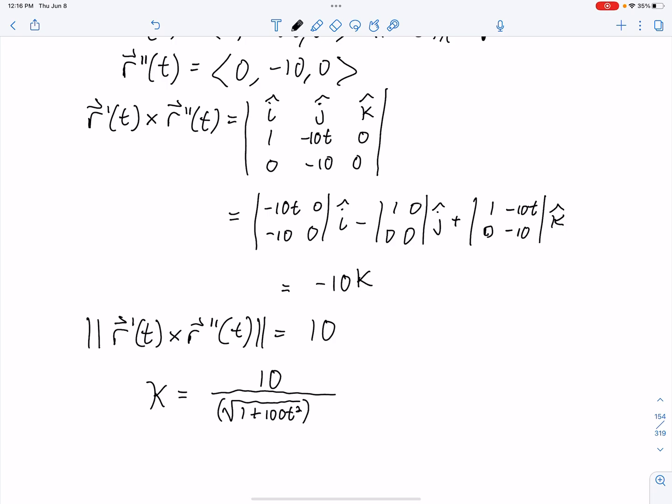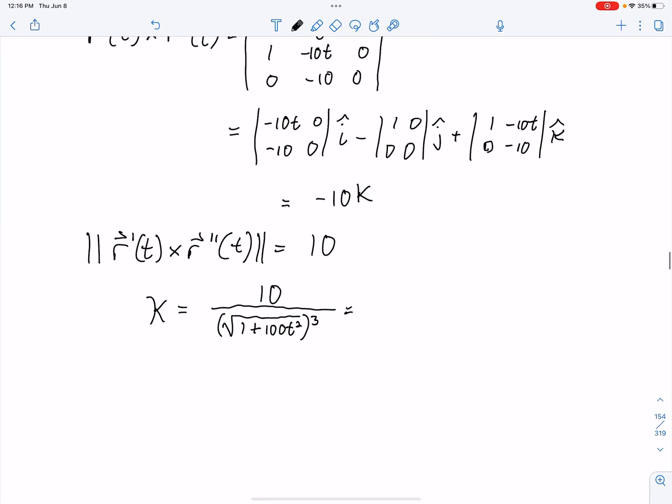So all that to the third. You could simplify this. I guess we could do that. 10. We could take 1 out of that. Sorry for my bad line there. There we go. Perfect line. All right, 10. And then I could do this.